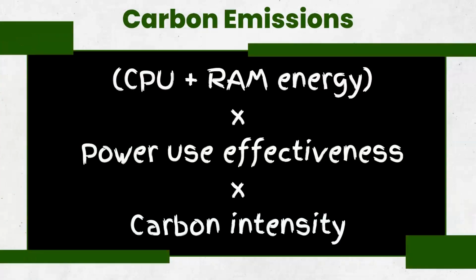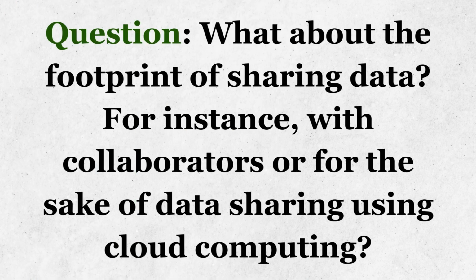So then we can get our overall estimate of carbon emissions by multiplying our overall computing energy use times our power use effectiveness times our carbon intensity, which gives us a number in grams, or in kilograms if we convert it, of how much carbon we've emitted. That'll always be an estimate, but again, hopefully with these different factors, it should be fairly representative.